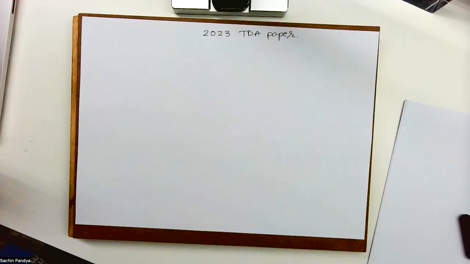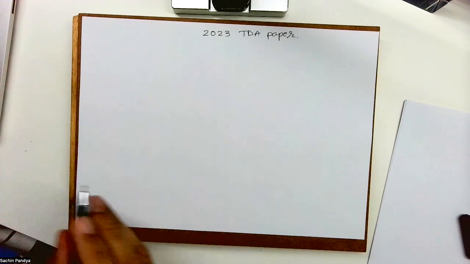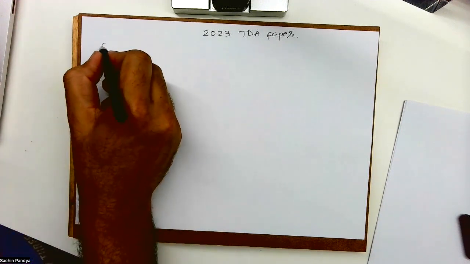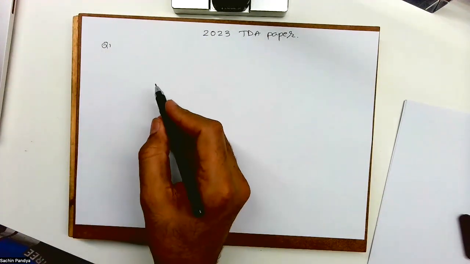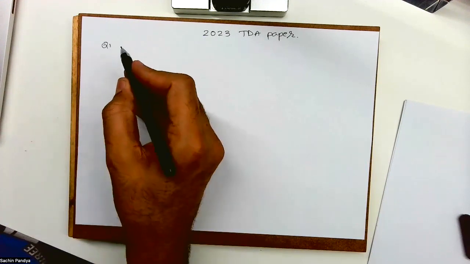Hello everyone. So today there was a 2023 TDA paper. So I'm just going to discuss in brief how was the paper. So we have section A. In that we had question 1. We have to find out the circumference of a circle.